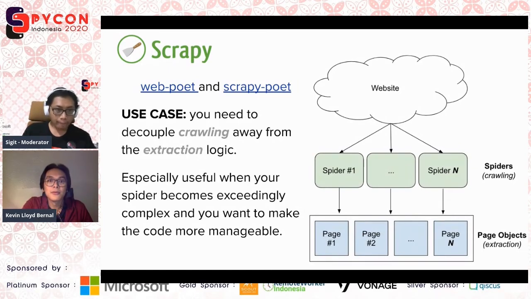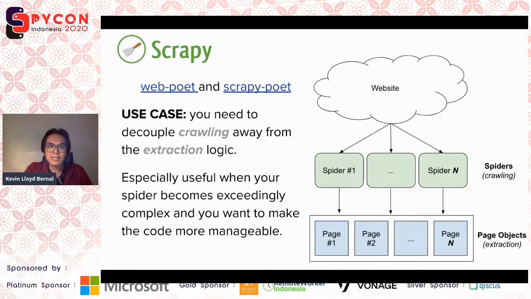Right. Okay. Cool. The last one I want to discuss is Web Poet and Scrapy Poet. This is a way for you to decouple your crawling and extraction logic from each other. Because as you can see from the Scrapy example I've shown earlier, the crawling and extraction logic are inside the same code. In this way, you could declare page objects.